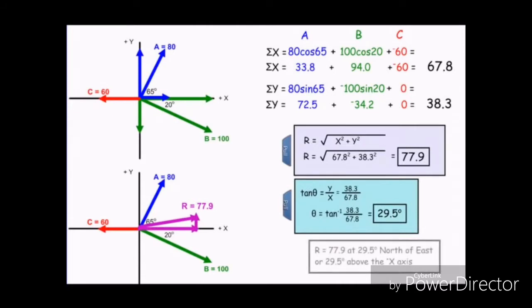Your answer then would be that the resultant is equal to 77.9 at 29.5 degrees north of east, or you might say 29.5 degrees above the positive x-axis. Remember, vectors include magnitude and direction.